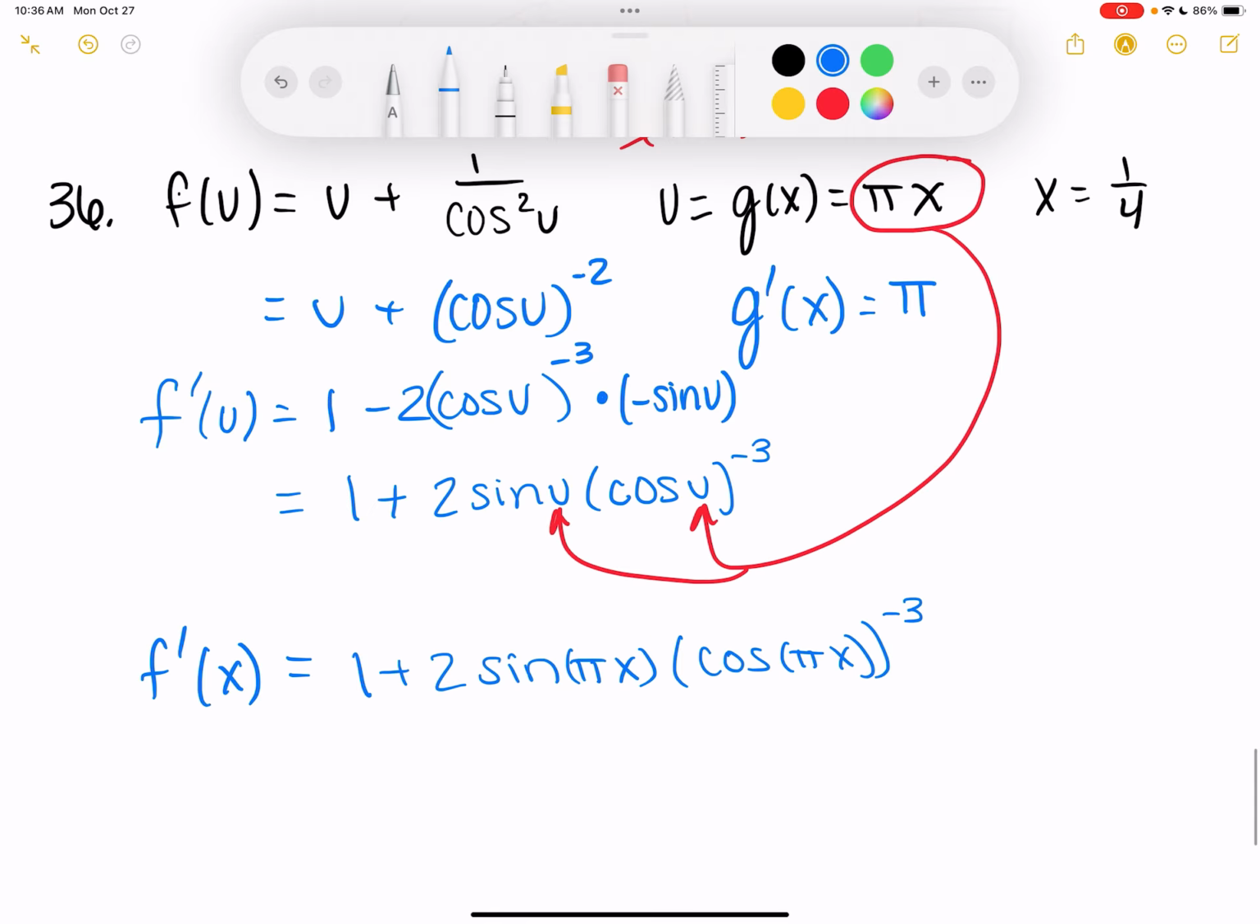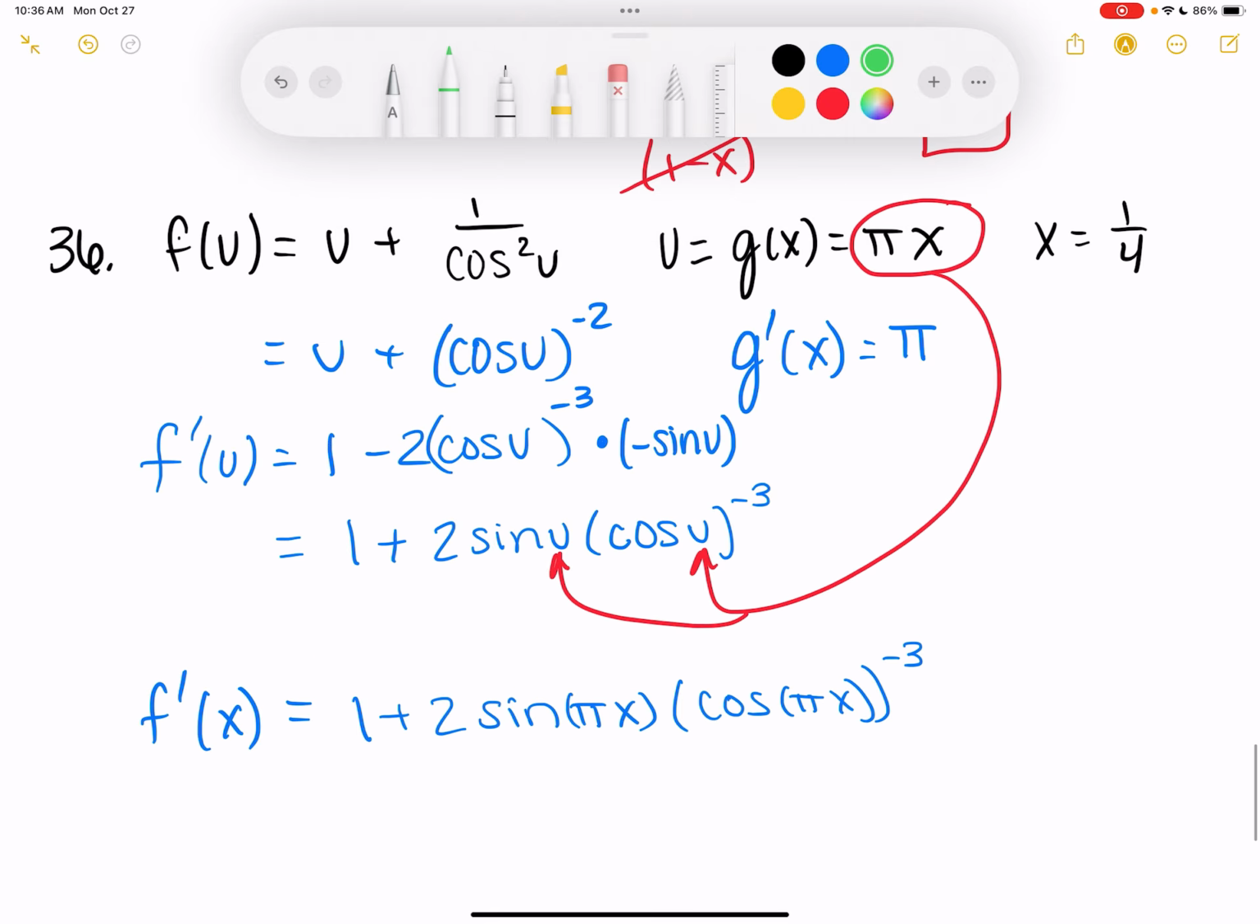Now, all of this is getting multiplied by pi in the end, because that's how I find my chain rule of this original problem. So I'm going to multiply it by this value to get it. So at this point, I would go ahead and plug in 1/4, because with trig functions, things don't really cancel out very well. So I would rewrite this.